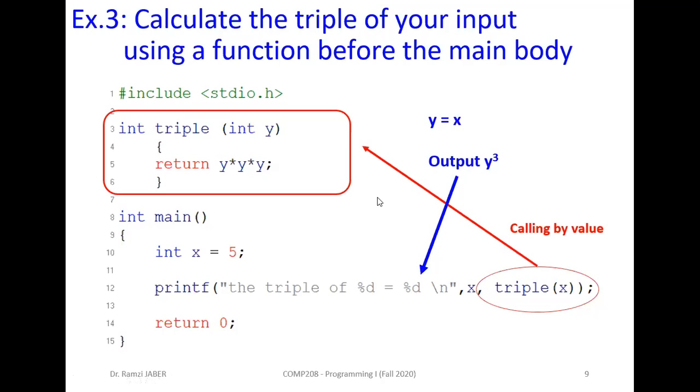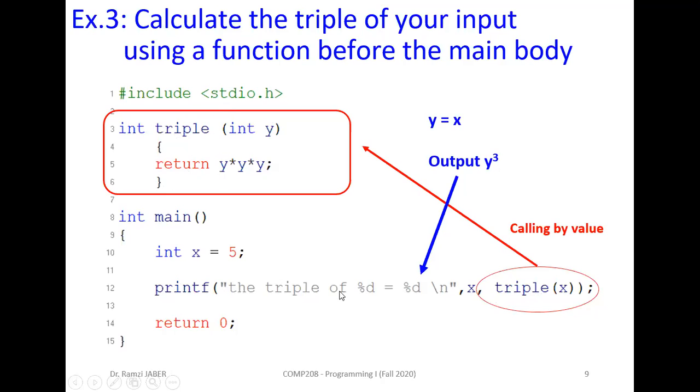Again, I will repeat. We write our function before the main body. Okay? Before the main body. After include, of course, include, write your functions here, then int main. So when we want to use this function triple, we call it from printf or other. Just call it.